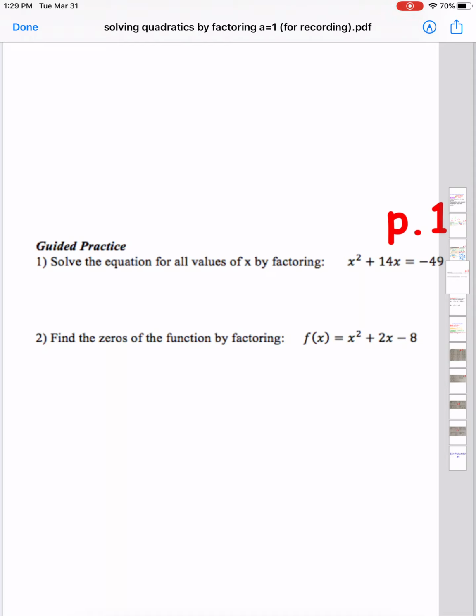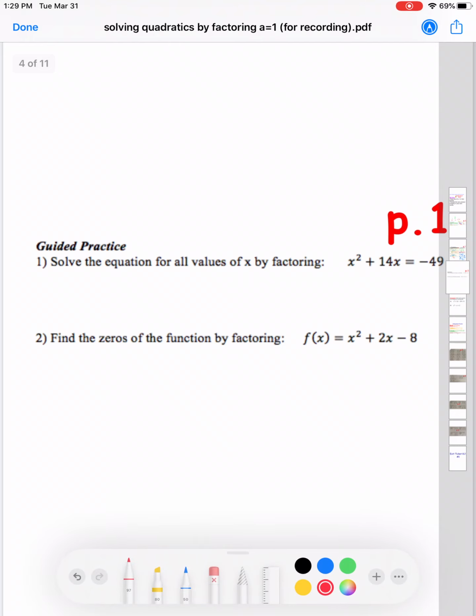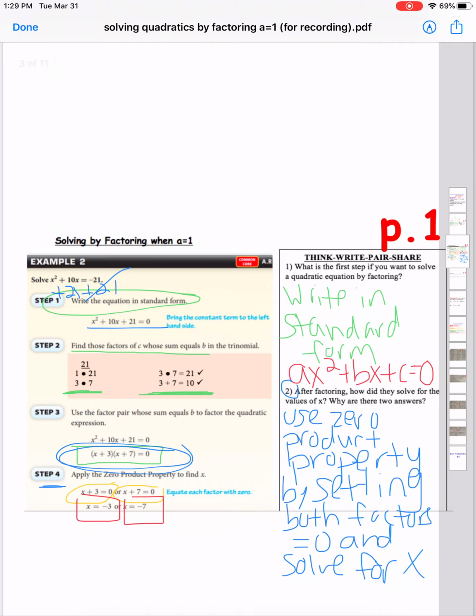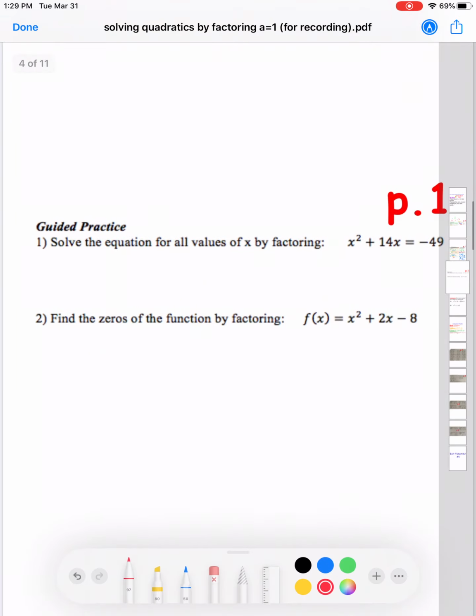Okay, so in number 1, it asked us to solve by factoring. Again, as we mentioned in the first part of the lesson here, the first thing we have to do is write our equation in standard form. Right now, this equation is not in standard form, but if I go ahead and just add that 49 over to the left side, it will be in standard form. I'm just going to bring my work over here. So right now we have x squared plus 14x plus 49 equals 0. So this is in standard form. It looks like ax squared plus bx plus c.